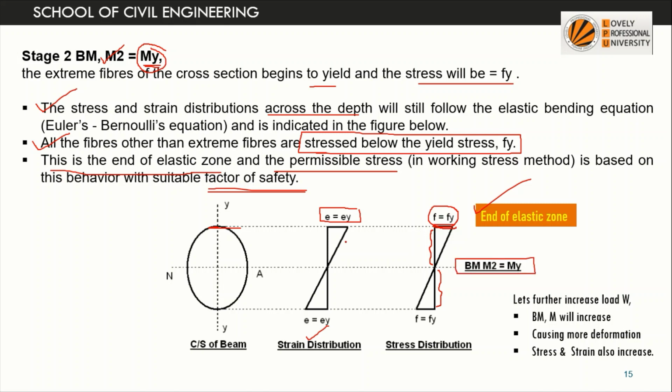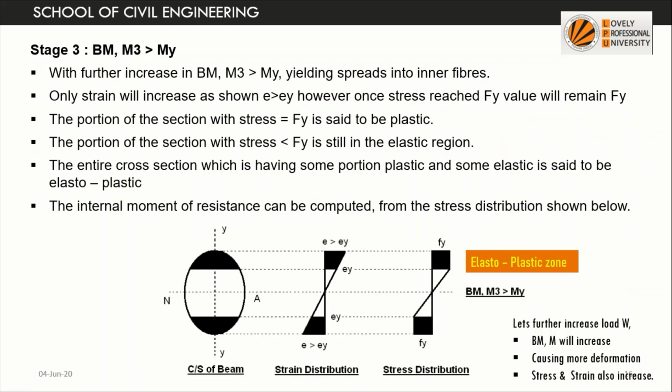So this is the end of the elastic zone, in which the applied moment corresponded to the moment which causes yielding. Now again we will increase the load, because we know that there is some residual strength in the material. Because it is ductile, it will undergo deformation but it will not collapse. So what happens next? Now the moment being applied is M3 in stage 3. The value of M3 is greater than My.